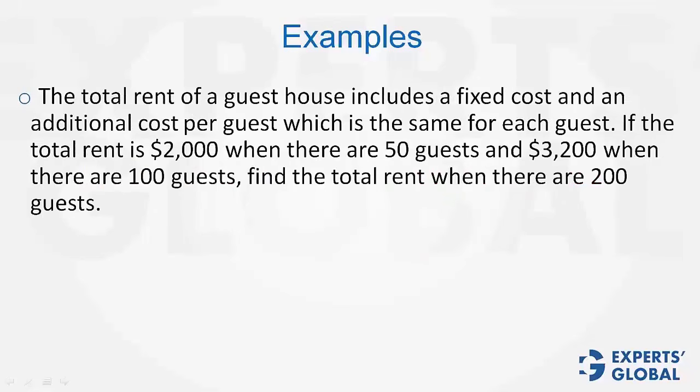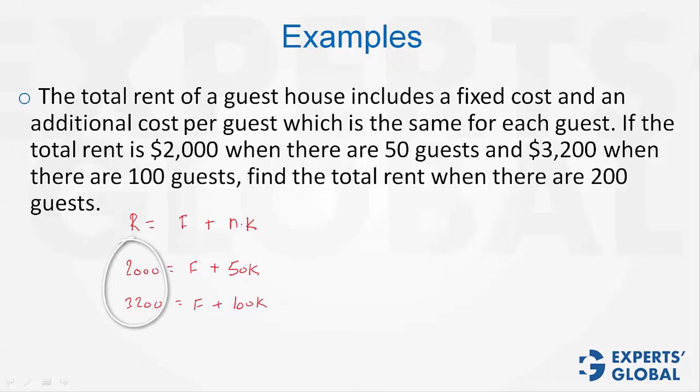Look at the next one. Please try solving it yourself. Now the rent is equal to some fixed rent plus number of guests times the per head expense. Rent is $2,000 when there are 50 guests. So F plus 50K, and $3,200 with 100 guests. So F plus 100K. We can solve it.